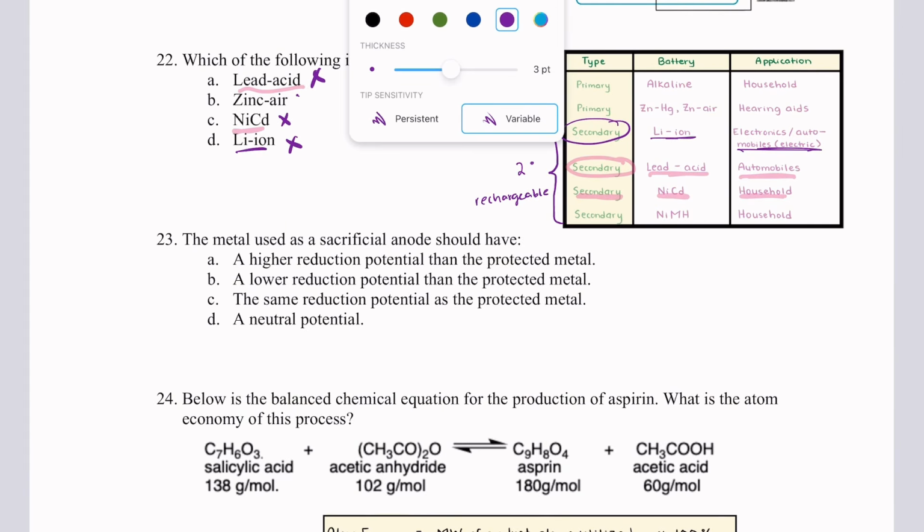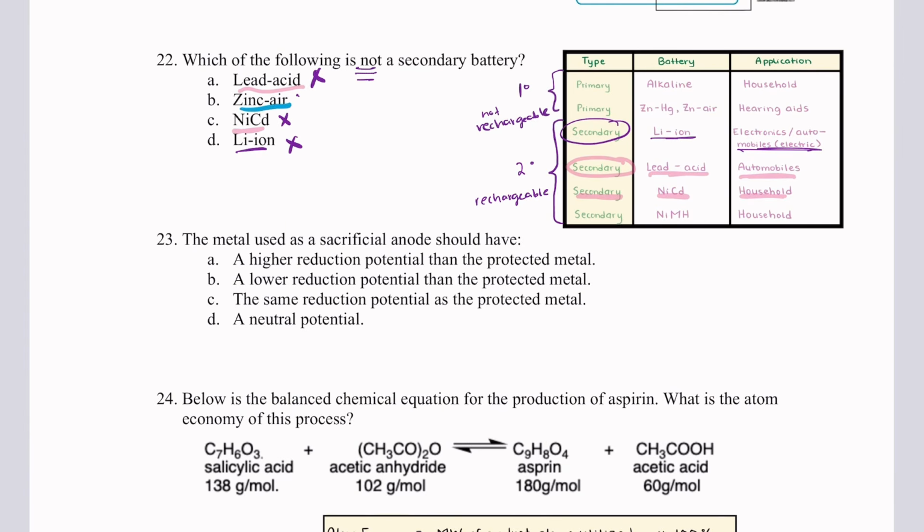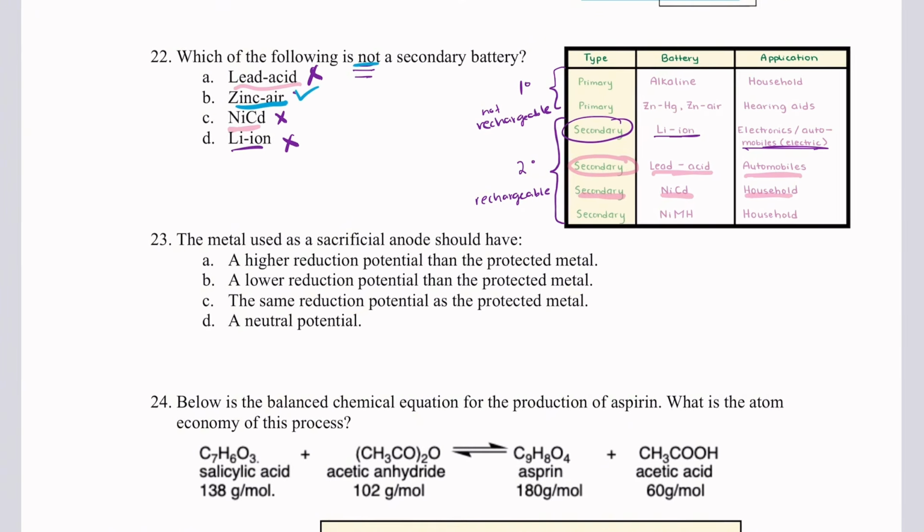Zinc air batteries, however, are not rechargeable under normal conditions. They are primary batteries. They're commonly used in hearing aids and other small medical devices. The reaction that produces electricity in a zinc air cell is just not easily reversed, so they can't be recharged like the other three. Therefore, the zinc air battery is the one that's not a secondary battery.